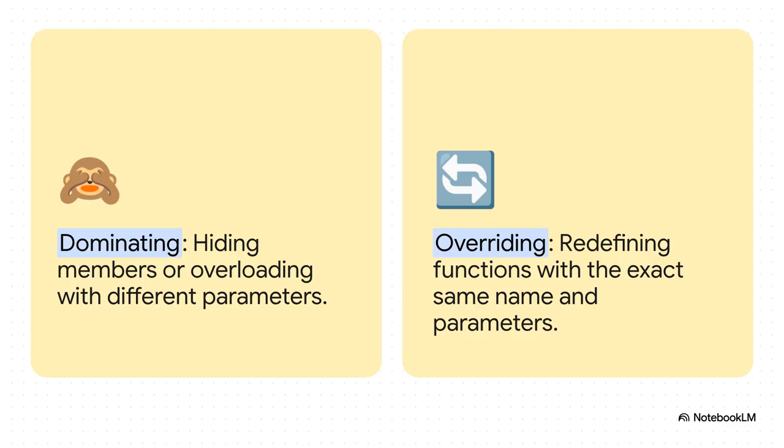Dominating happens when a derived class creates a variable with the exact same name as one in the base class, essentially hiding the parent's variable. It also happens if the derived class creates a function with the same name but a totally different parameter list, which we call overloading. Overriding, on the other hand, is when the derived class completely redefines a base class function. For it to be a true override, the function absolutely must have the exact same name, the exact same number of parameters, and the exact same types of parameters. It is a total replacement of behavior.